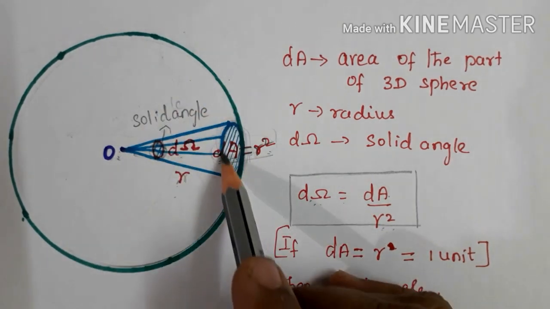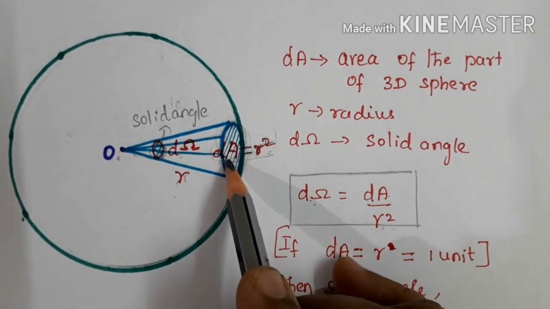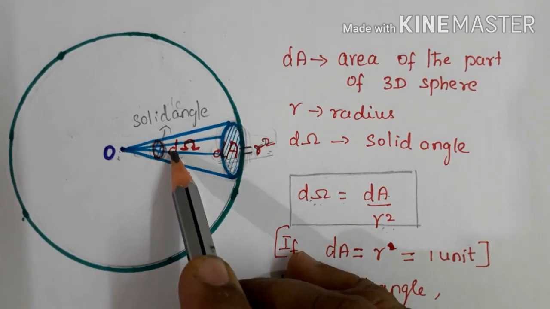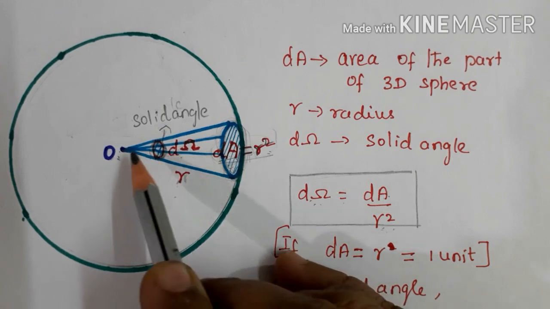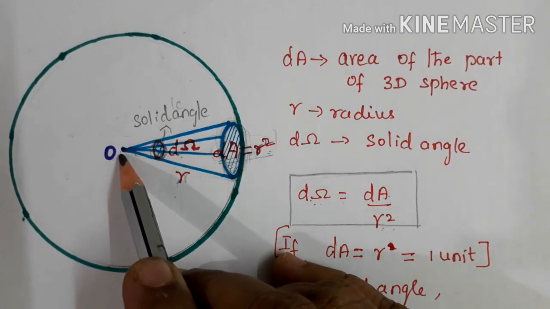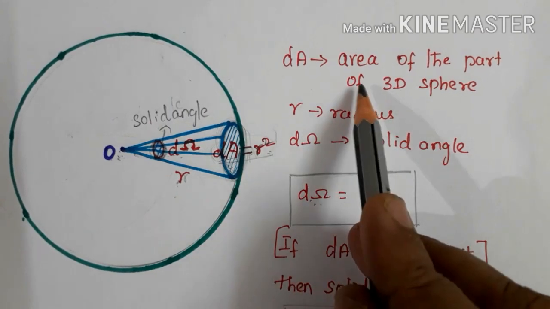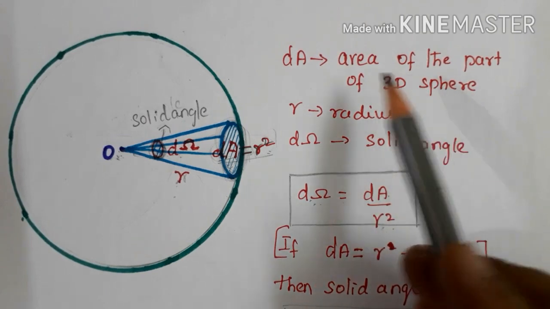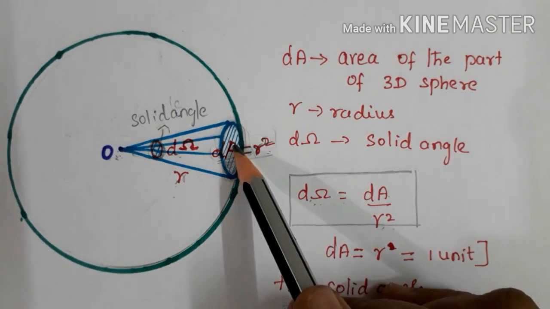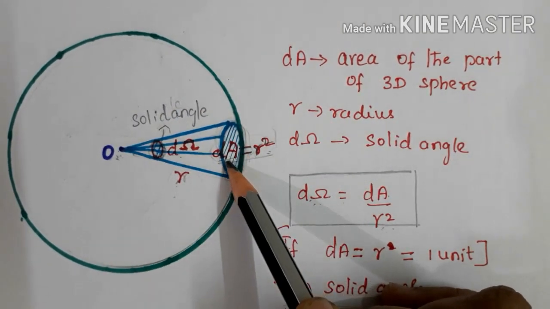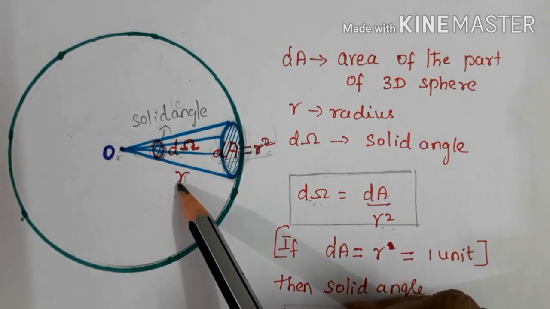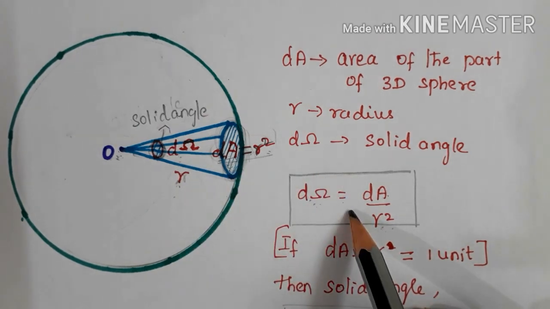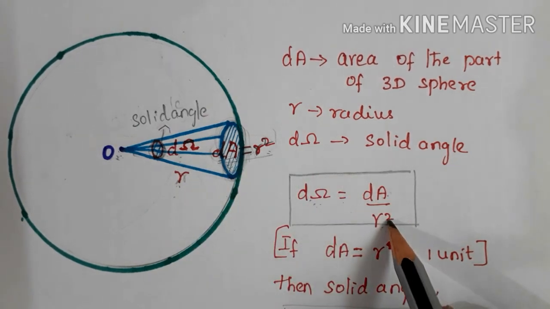On the sphere you cut the circular surface, and this circular area makes a solid angle d omega with respect to the center of the sphere. dA is the area of the part of the 3D sphere that you have considered, and R is the radius of the sphere. d omega is the solid angle. So solid angle d omega is equal to dA by R square.